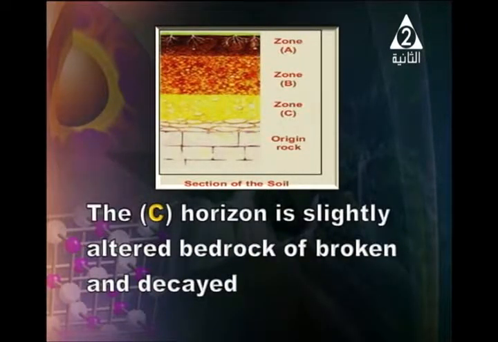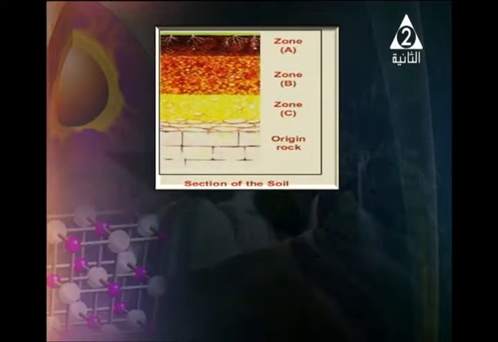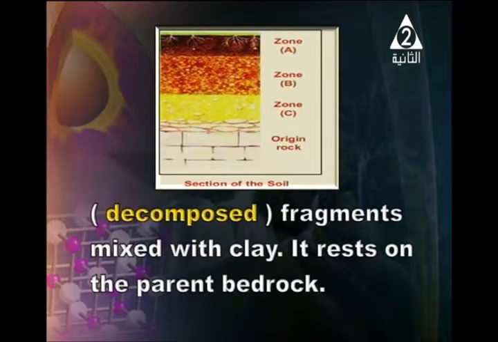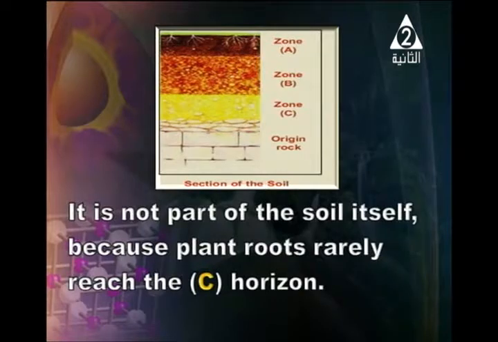The C horizon is slightly altered bedrock of broken and decayed or decomposed fragments mixed with clay. It rests on the parent bedrock. It is not part of the soil itself because plant roots rarely reach the C horizon.